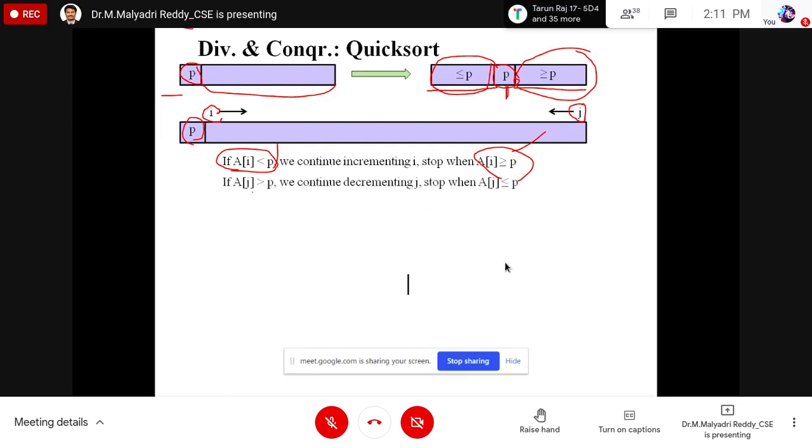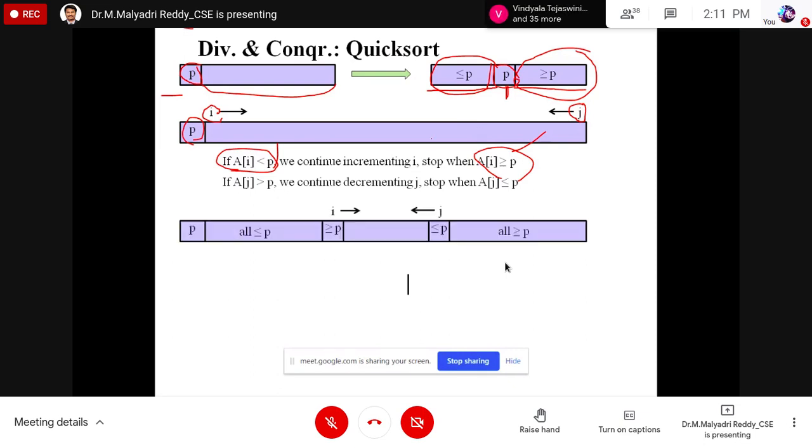Similarly, from the right position j, you look for elements on the right side. When an element is greater than the pivot element, it keeps moving from right to left until you get a small element. Once you get the small element, both will be swapped. Pivot element, all elements less than P, all elements greater than P. If any element less than P is identified and any element greater than P is identified, both will be swapped. That is the concept of quicksort.